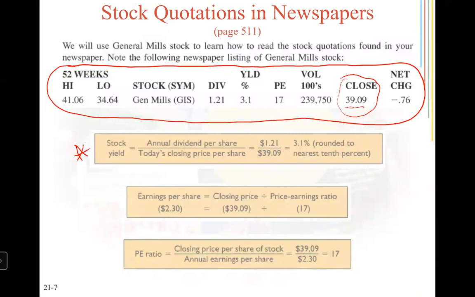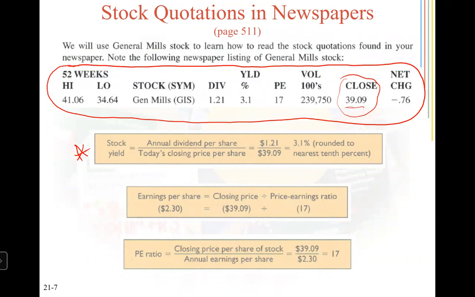So the PE ratio, you'll see, says closing price per share divided by annual earnings per share. Now, in this case, they didn't give us the annual earnings per share in that particular stock. Sometimes they do, depending on what listing you look at.